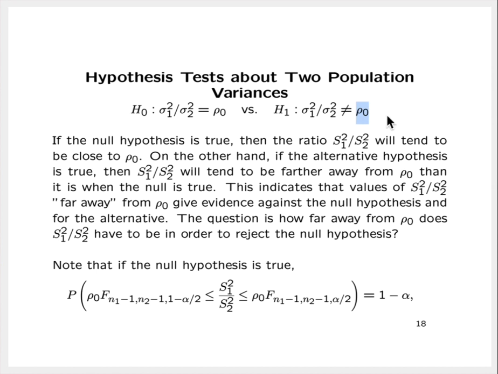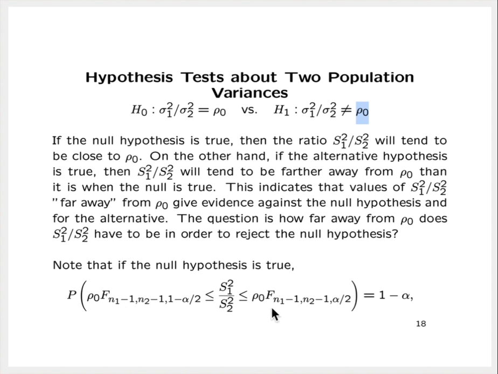Again, using what we know about the sampling distribution of S1 squared over S2 squared, and also based on the definition of these F values, notice that here in the left-hand quantity, we have the upper 1 minus alpha over 2 percentage point of the F distribution with the appropriate degrees of freedom.